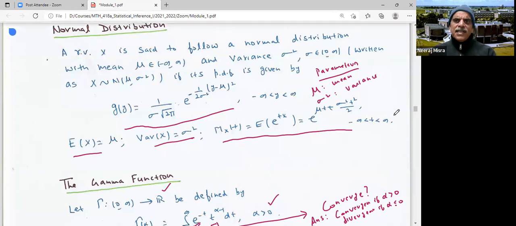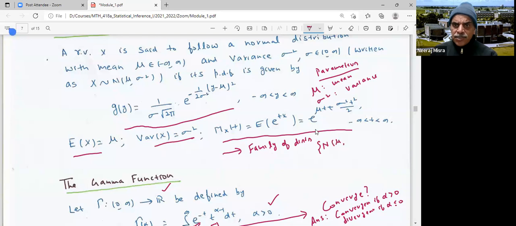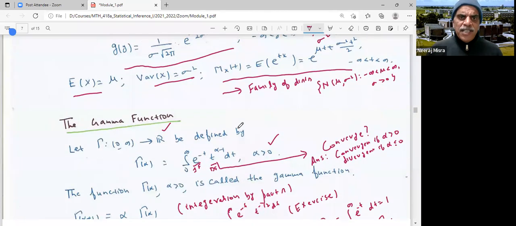So in that sense, the normal distribution is a family of distributions. Why is it a family of distributions? Because as you change mu and sigma square, you get a different normal distribution. So I have a family of normal distributions, normal mu sigma square, where mu can be anything from minus infinity to infinity, and sigma can be anything greater than 0. So normal is a family of distributions.